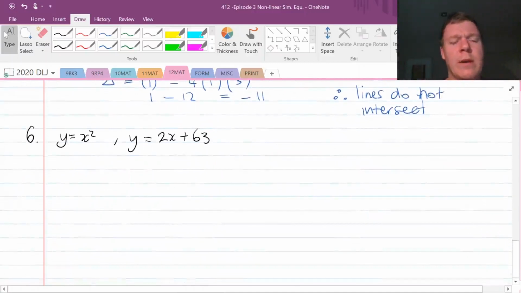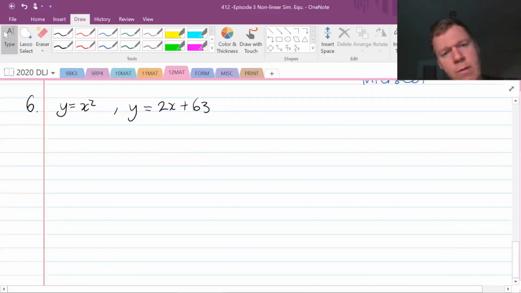Okay. I think this one should intersect. So we'll try this one. This one's an easy one. And it's probably not going to require the quadratic formula.